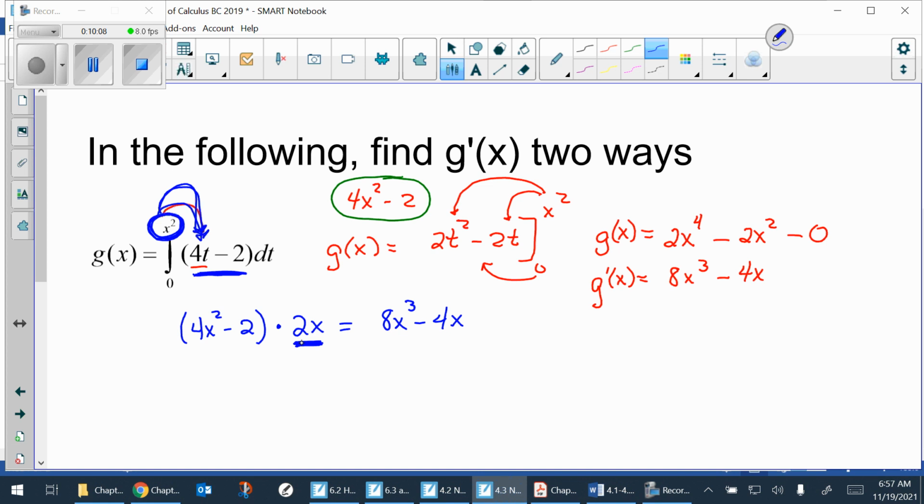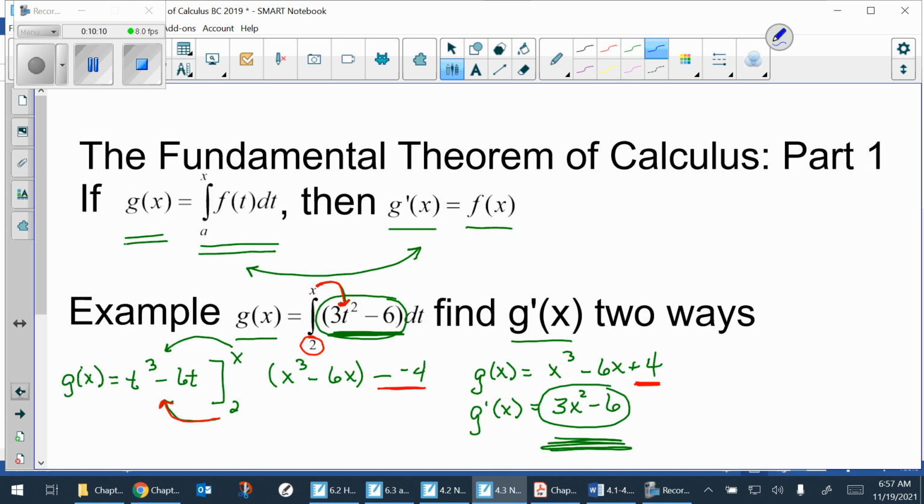And had we done that back here, just dropped this in and called it 3x squared minus 6, and then multiplied that result by the derivative of what we dropped in, well, we're going to get the same thing.